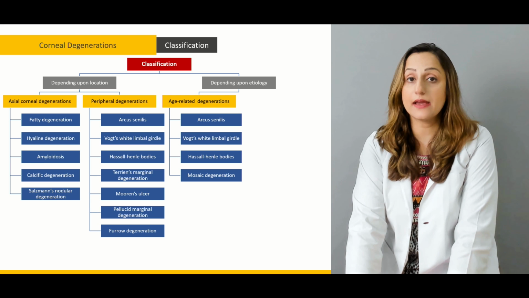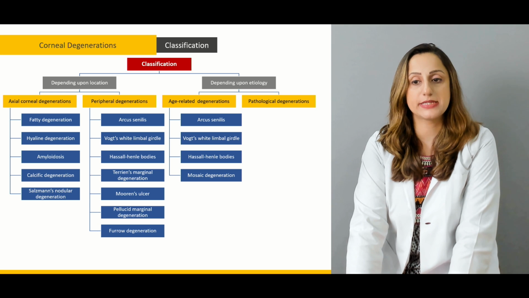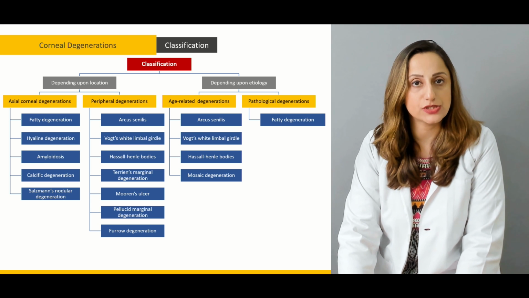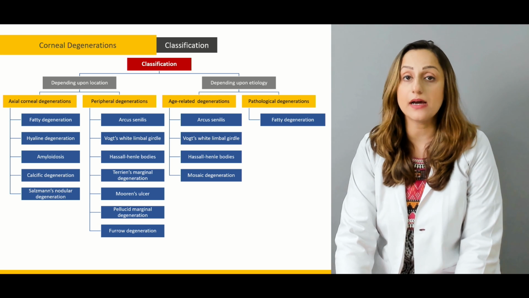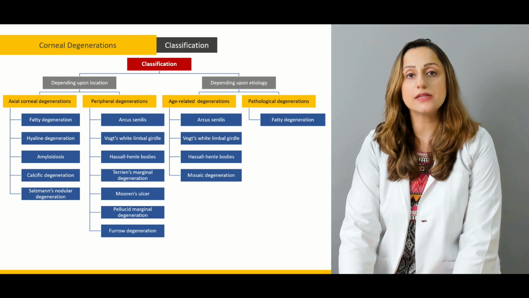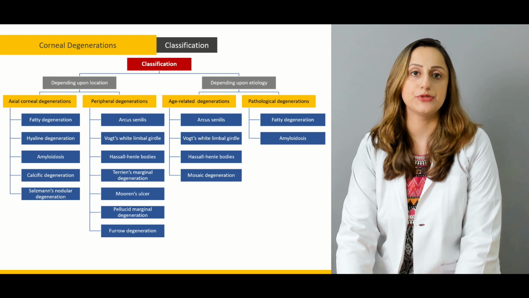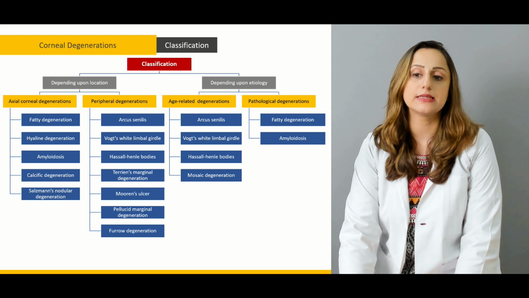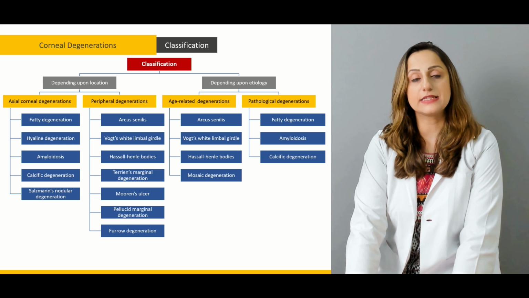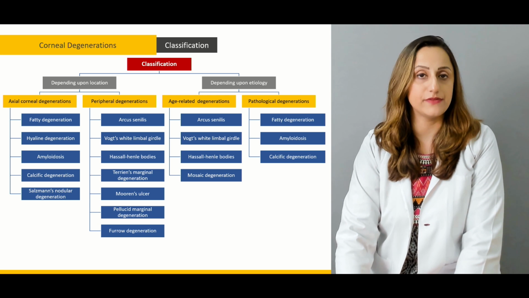Then we have a mosaic pattern of degeneration also observed alongside the age-related processes. The pathological degenerations can be due to fatty degeneration. Again, it can be hypercholesterolemia, hyperuricemia, or hyperlipidemic conditions. Even chronic renal failure usually presents with pathological degenerative processes. Amyloidosis is one of the systemic conditions that is again going to manifest, and calcific degeneration is the deposition of calcium at the corneal epithelial level.